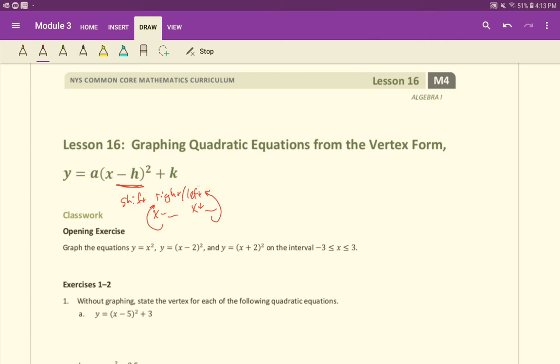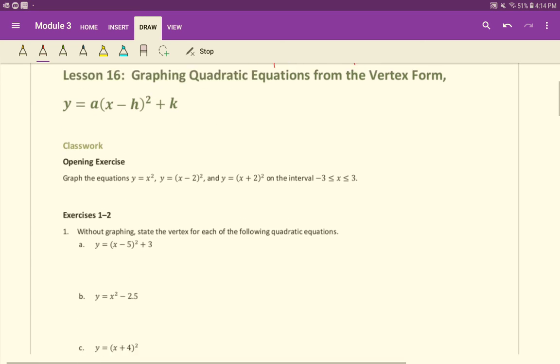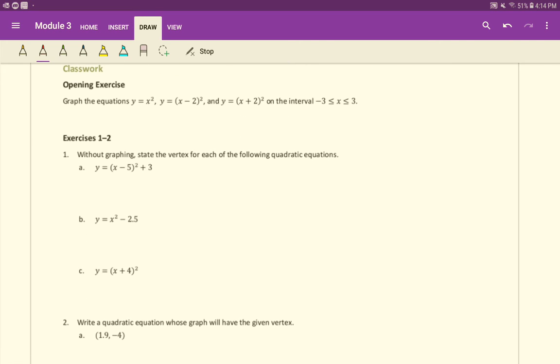Now, this h and k also identify the vertex of our quadratic. Remember, the vertex is this point right here. It's either the lowest point or the highest point of our quadratic equation. So let's go ahead and take a look at these two examples here.